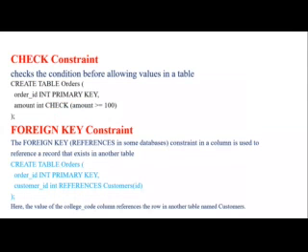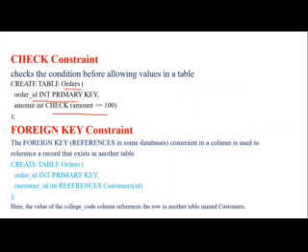Then the check constraint. It always checks the condition before allowing a value into a table. Let's assume we are going to create a table called orders, with order ID as the primary key and amount with check amount greater than or equal to 100. When you execute the query, it will display the information, order ID and amount.